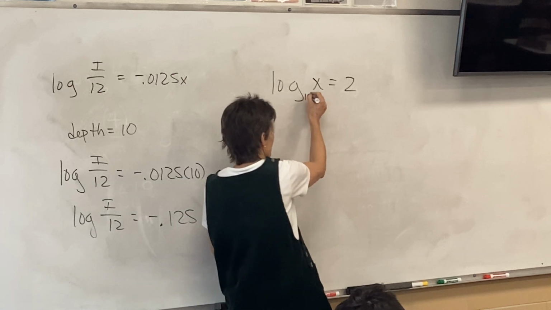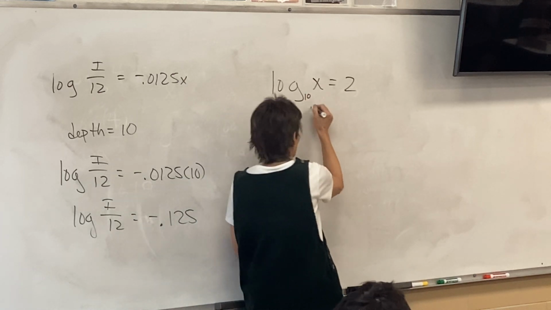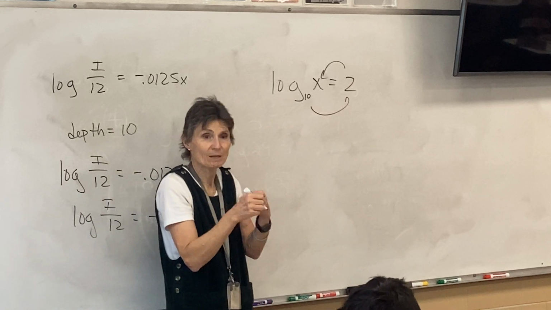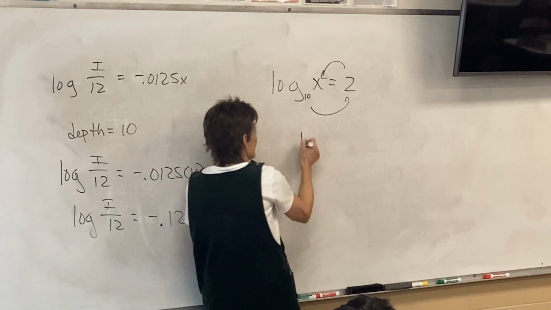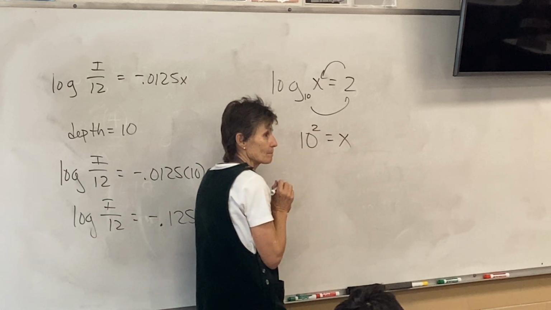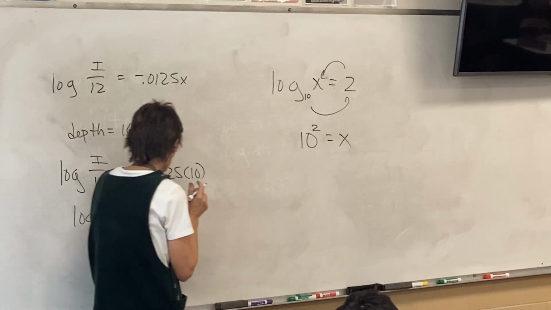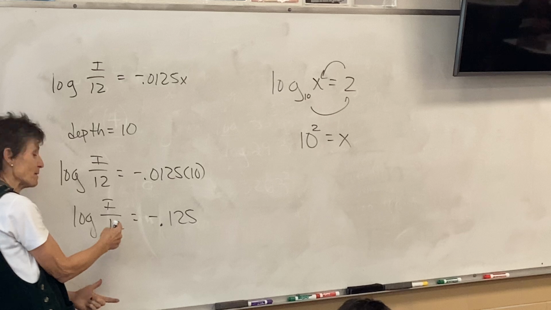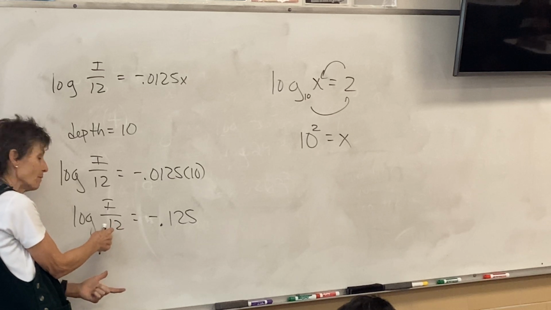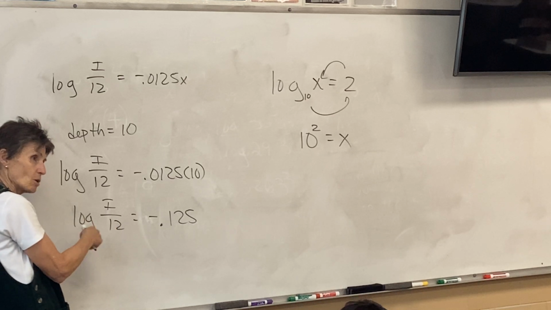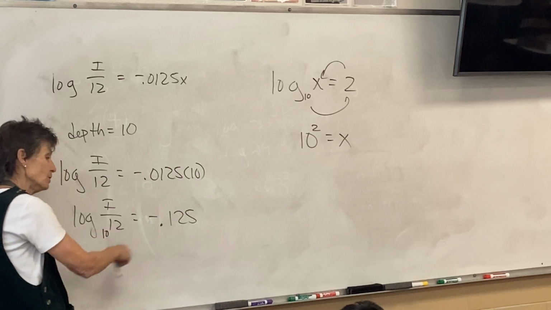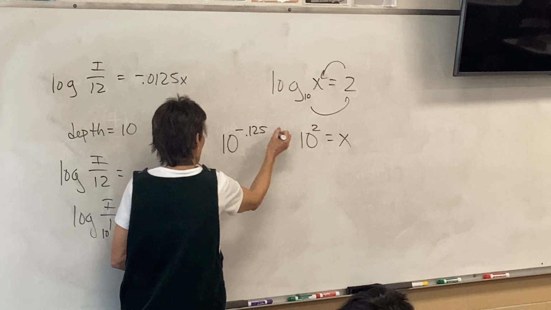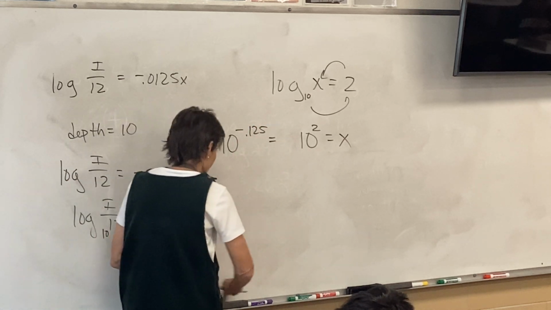We put a 10 in here, and then we did our loop-de-loop, because a loop-de-loop is how you get rid of a logarithm. When you loop-de-loop this, the log is gone. Somebody said times by 12. I definitely want to multiply by 12, but I can't because it's in the middle of this logarithm. So let's loop-de-loop this. 10 to the negative 0.125 equals I over 12.